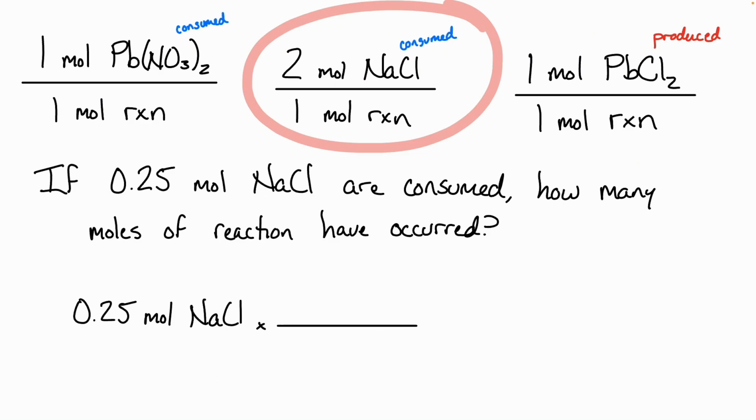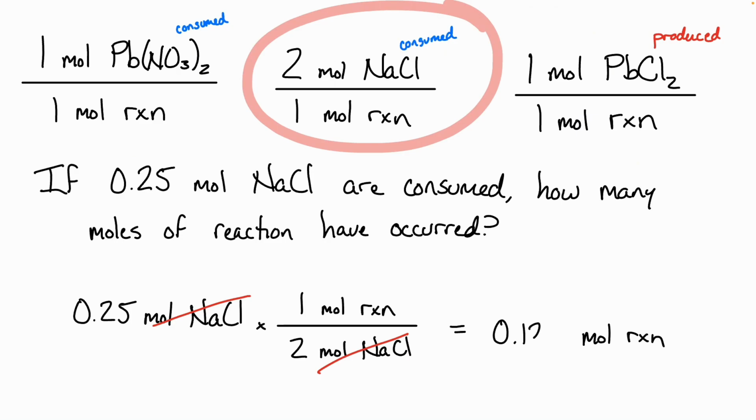So I'm going to divide by that conversion factor so that my moles of NaCl are on the bottom. Moles of reaction are on top. When I do my math here, I'll have my moles of NaCl canceled out, so I'll be left with units of moles reaction. And then punch it into my calculator here. 0.25 divided by 2. My calculator spits out 0.125.